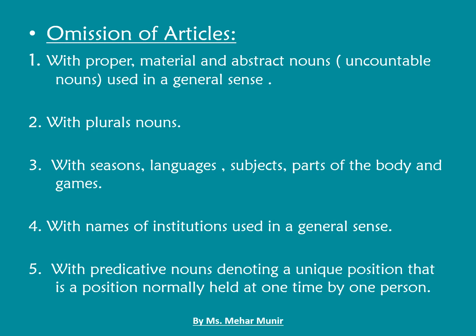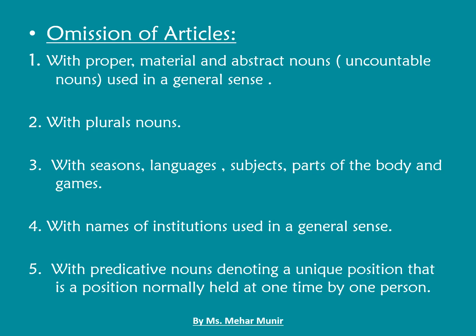Omission of articles. With proper, material and abstract nouns, and uncountable nouns used in a general sense. With plural nouns, omission of article is basically zero article, where we will not need any article. We will say that we used omission of articles or we used zero article there. When there is no need of using an article, we use zero article, which is no article, and these are the cases in which we should omit articles.